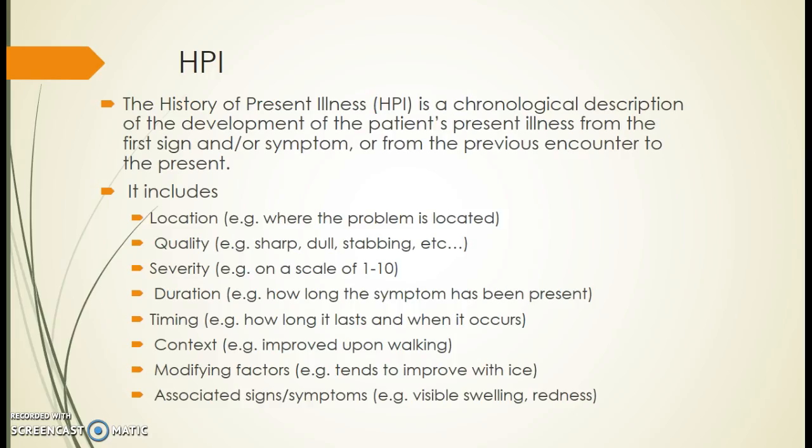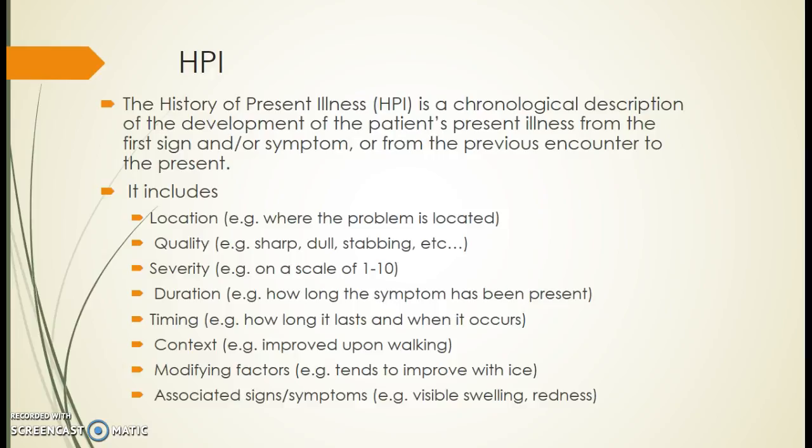Okay, the history of present illness is a chronological description of the development of the patient's present illness from the first sign and or symptom or from the previous encounter to the present. It includes, these are things you need to know: location, where the problem is located, what part of the body hurts, what part is sore, where are you experiencing symptoms from.